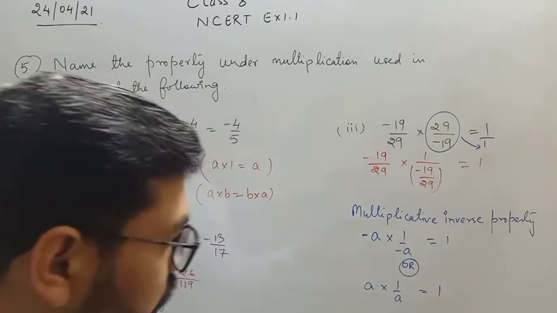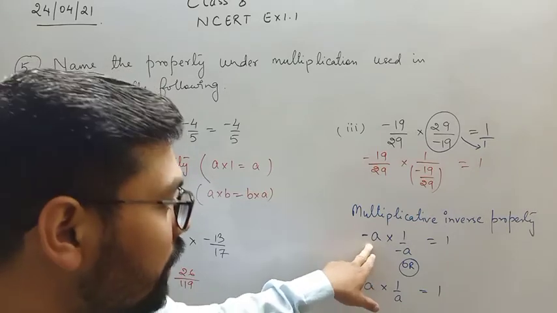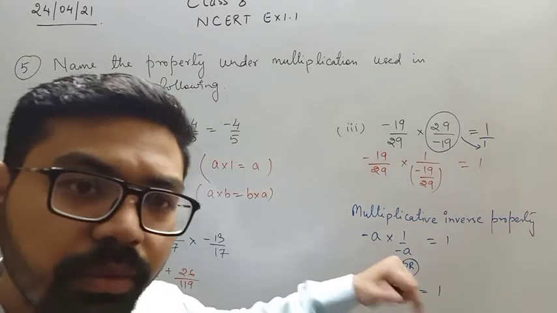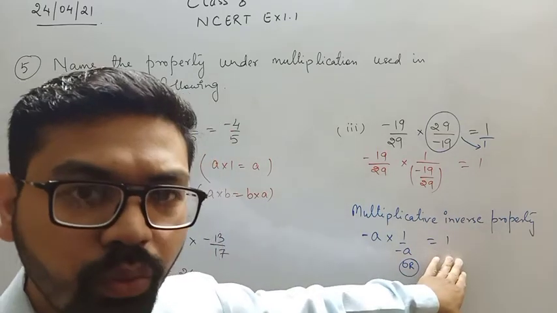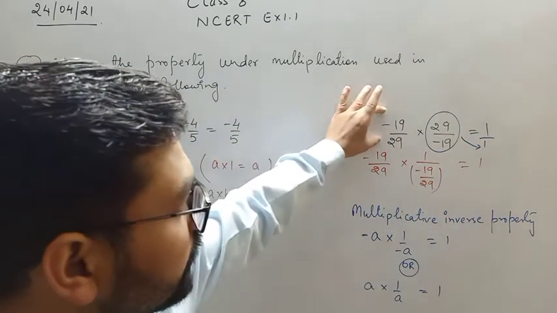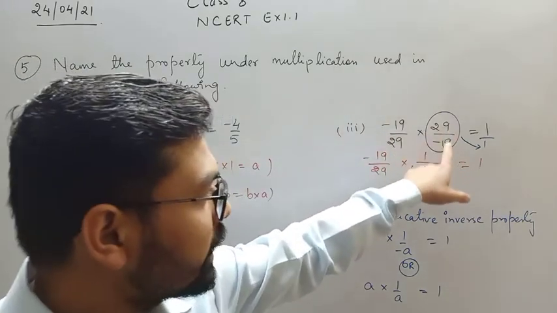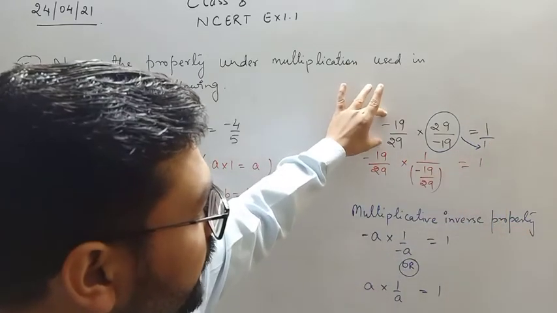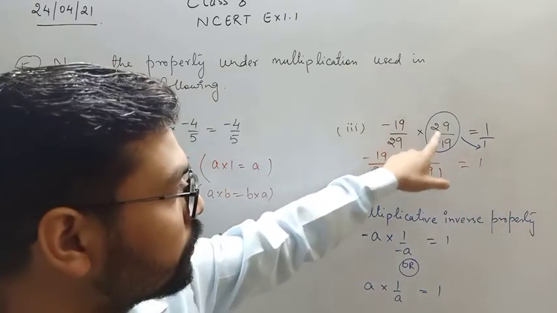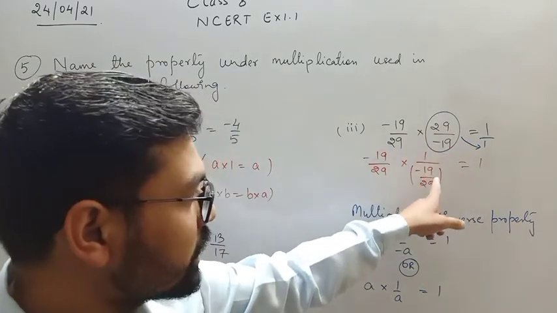right? Similarly, if you have a negative number, let's say minus a, अगर आप minus a के reciprocal, that means उसके multiplicative inverse से उसको multiply करते हैं, again the result will come out to be 1. Now आपने यहाँ पे देखा बेटा, -19/29 into 29/-19, result क्या है बेटा आपके पास? 1. That means -19/29 into 29/-19 can be written as 1/(-19/29).